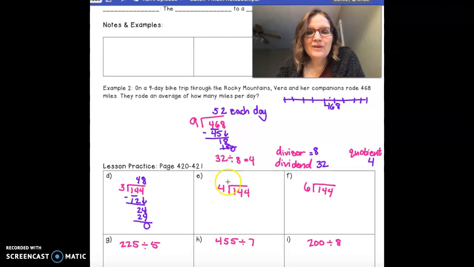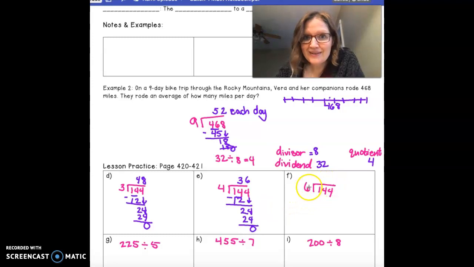We look and we cannot divide 4. 1 cannot be divided by 4. So we go to these two numbers. 14 can be divided by 4 3 times. 3 times 4 is 12. Why do I feel like I've done this before? Subtract 2. We bring down our 4. 24 can be divided by 4 6 times. 6 times 4 is 24. No remainders. Yay. Here we go again.